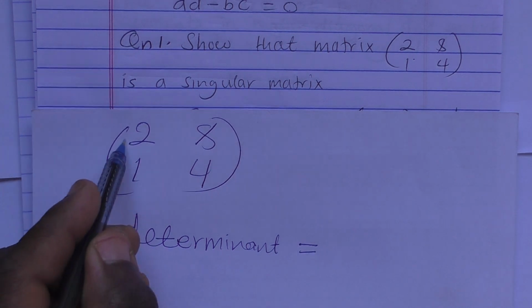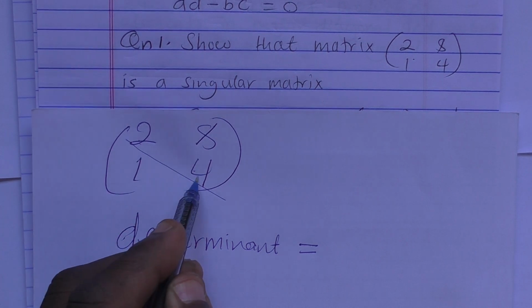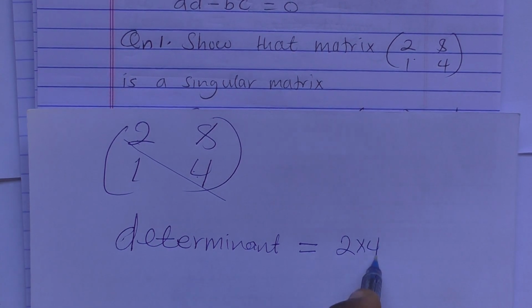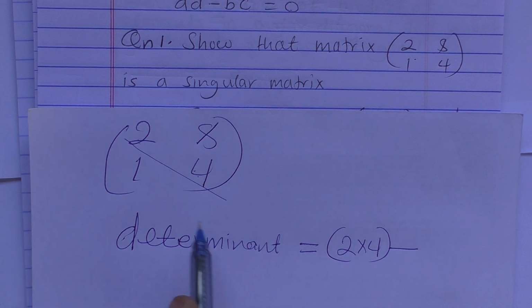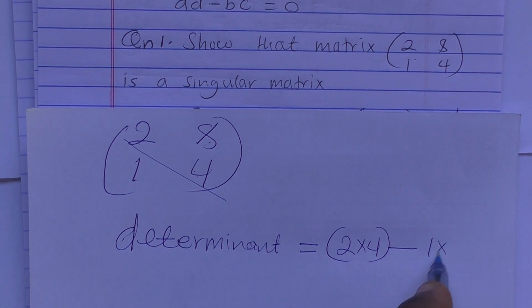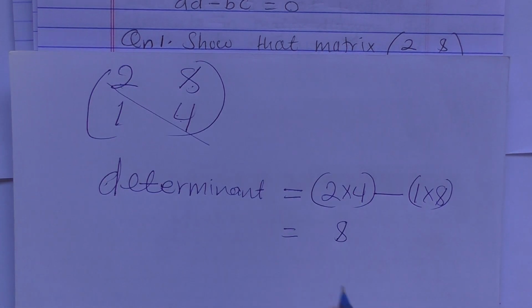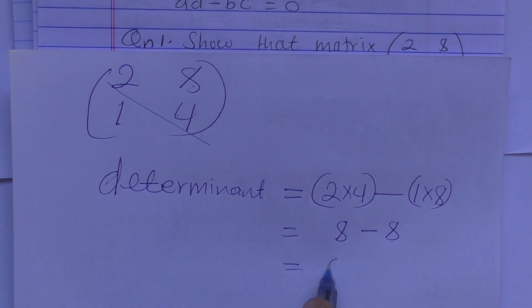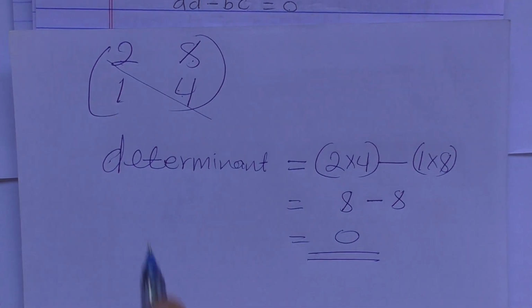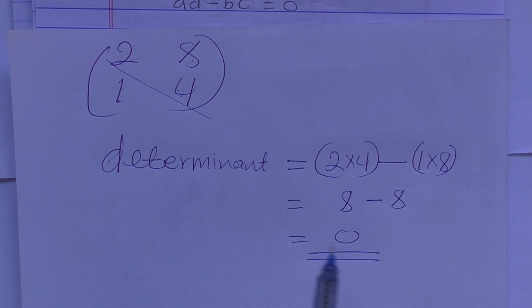So determinant is given by the product of elements in the major diagonal, that is 2 times 4, take away the product of elements in the minor diagonal, that is 1 times 8. And indeed that gives us 8 minus 8, which is 0. So meaning that this matrix is singular since its determinant is 0.